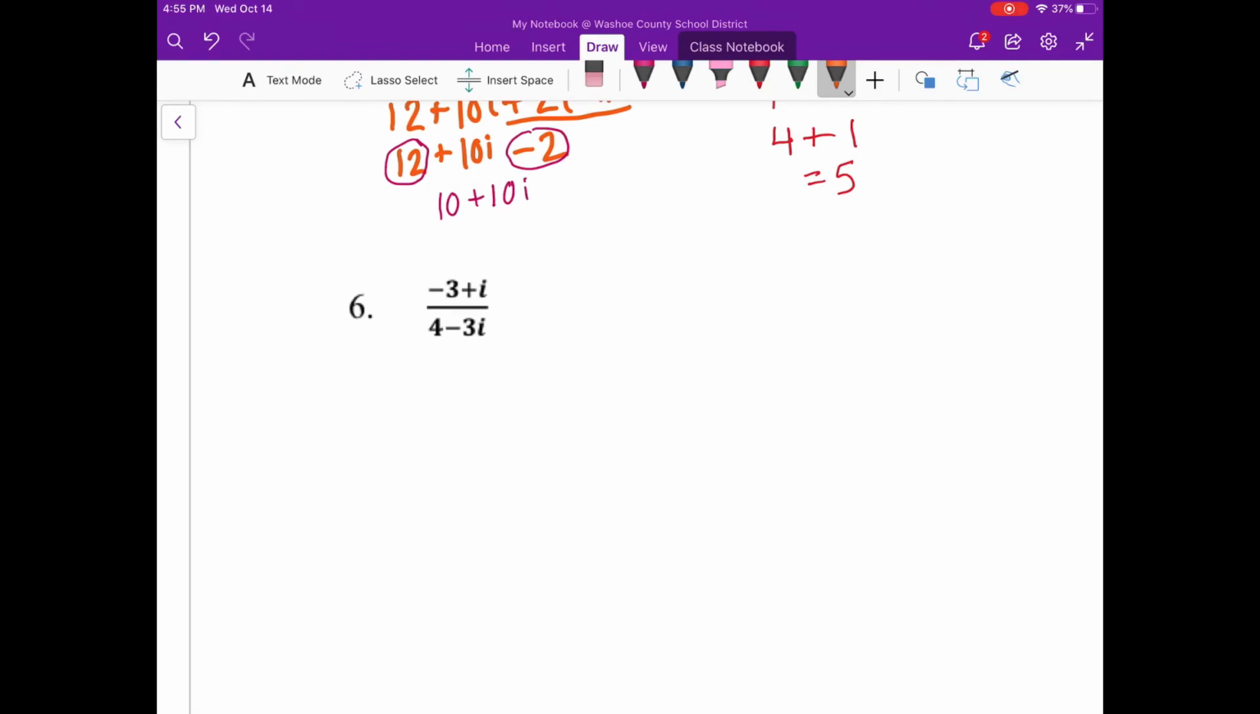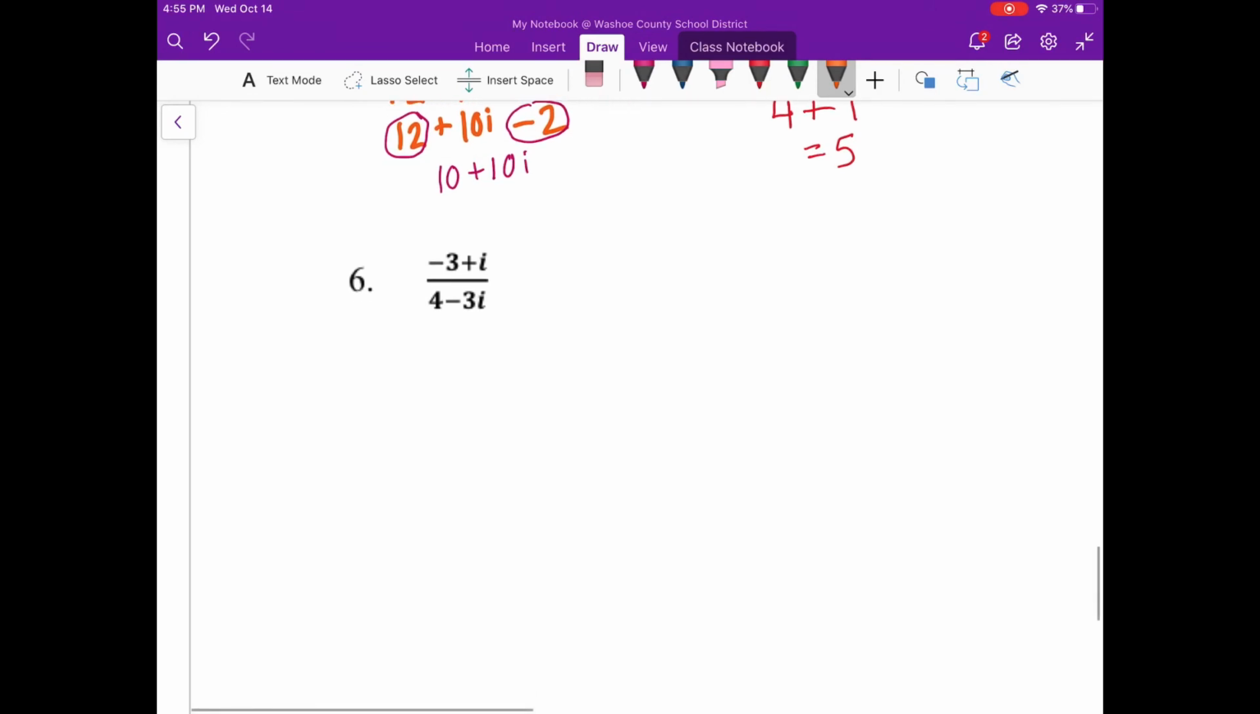Okay, so this last one, I want you to go ahead, let's pause the video and see if you can do this one on your own. Remember, you only need to worry about the conjugate of the denominator, and you're going to use that same number for both the numerator and the denominator. So let's pause now and give you a few moments to try it.